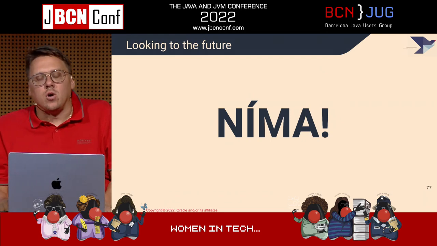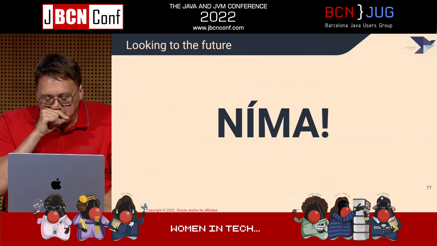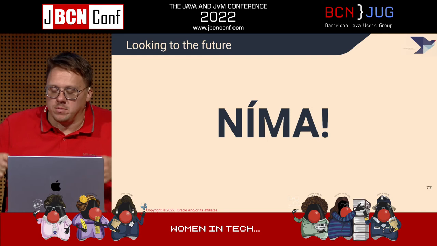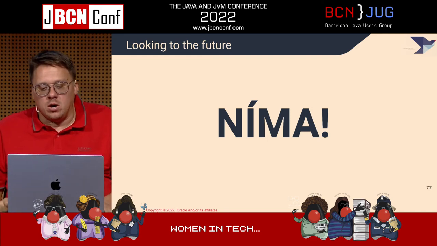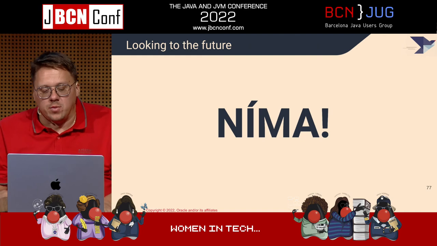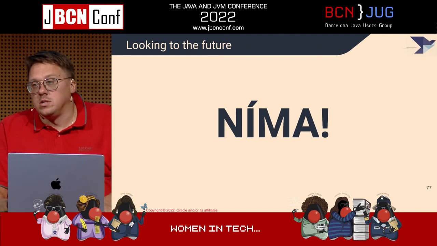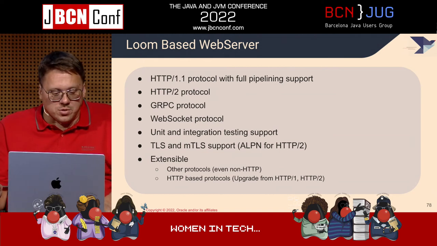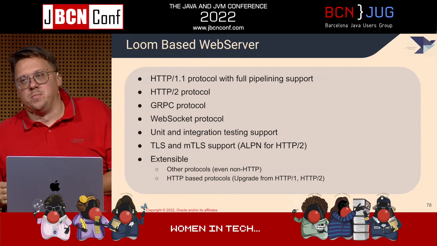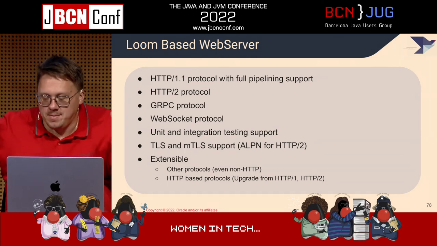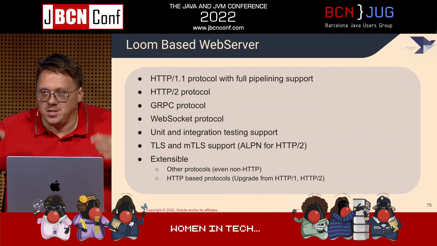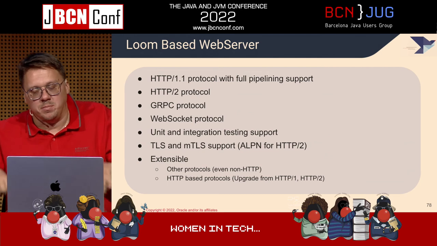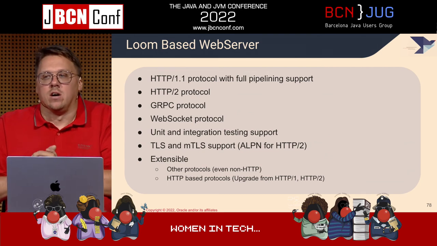But we came to the situation: okay, we know that Netty underneath is asynchronous. Why don't we make a special blocking server which is based only on Loom? And we came to something which is called Nima. So it's a Loom-based web server, which is going to be open source, I believe, tomorrow, quite honestly. So you are one of the few people who actually know that there's a big world premiere coming. It's a blocking server made completely on the JVM.